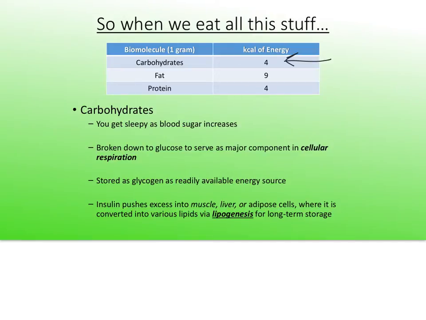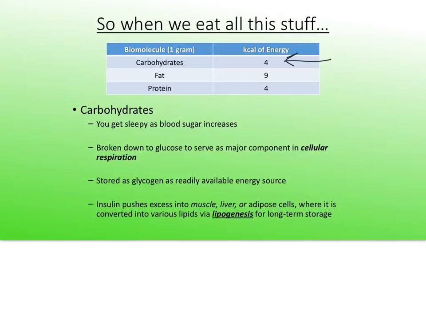But if we break down the energy that they would just give us directly, every gram of carbohydrate gives you about 4 kilocalories of energy. Every gram of protein gives you about 4 kilocalories of energy. But again, it's not quite as efficient for our cells to use. And then fat grams will actually give you 9 kilocalories of energy.